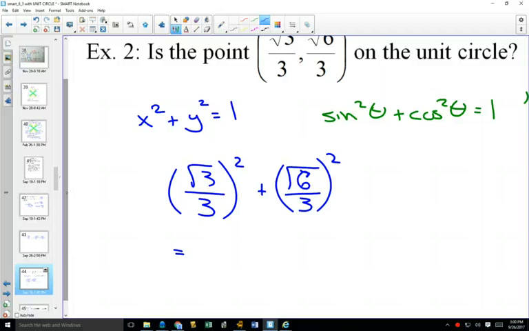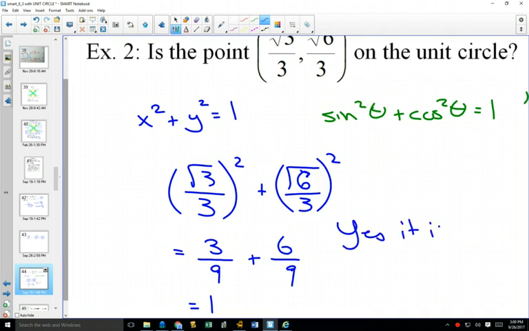Well, this becomes 3 over 9 plus 6 over 9. And 3 over 9 plus 6 over 9 equals 9 over 9. And 9 over 9 is equal to 1. So yes, it is on the unit circle.